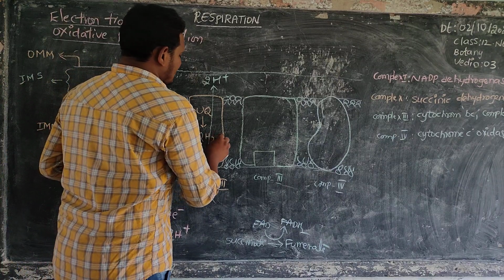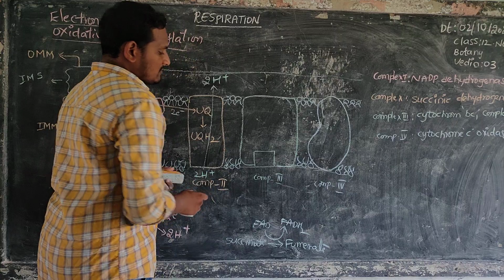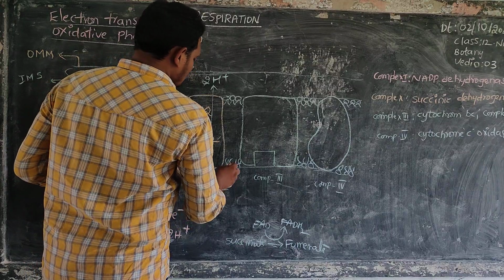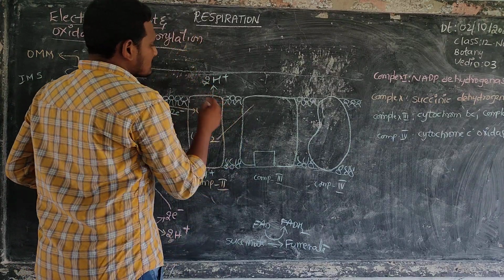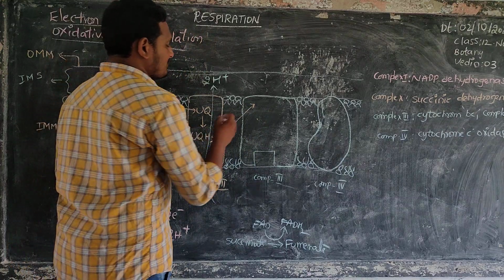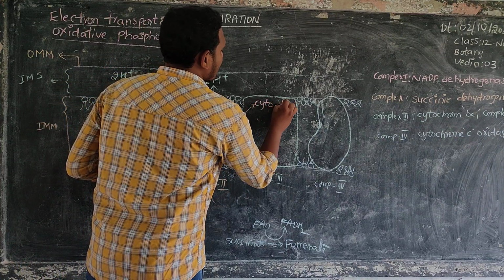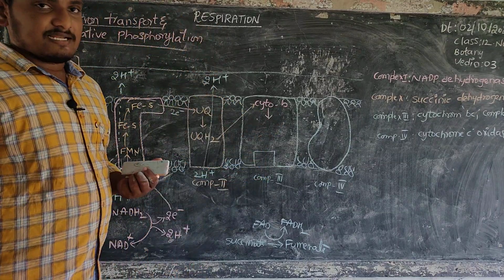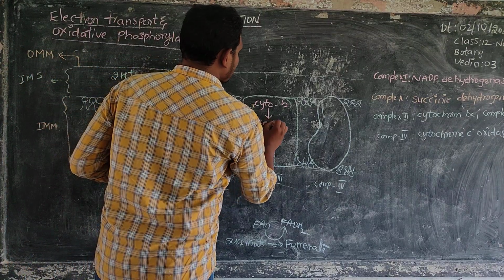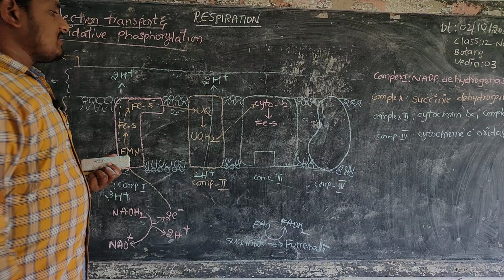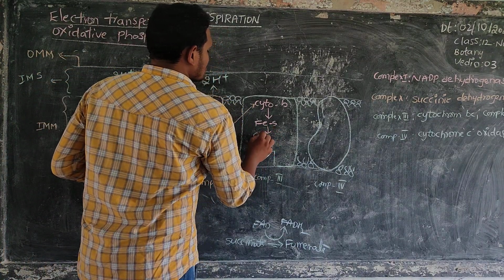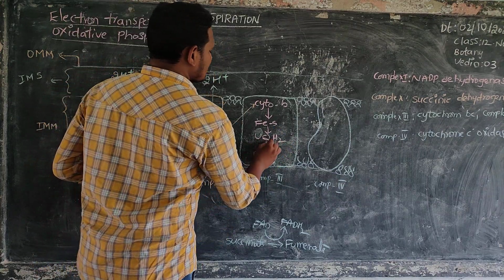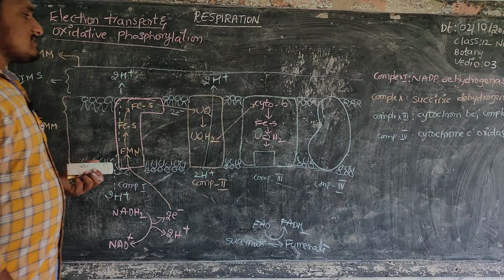Next, ubiquinone sends these electrons to the third complex, that is cytochrome BC1 complex. Here they are first taken up by cytochrome B. Cytochrome B sends these electrons to the iron sulfur center. The iron sulfur center sends these electrons to ubiquinone H2. Ubiquinone H2 sends these electrons to cytochrome C1.